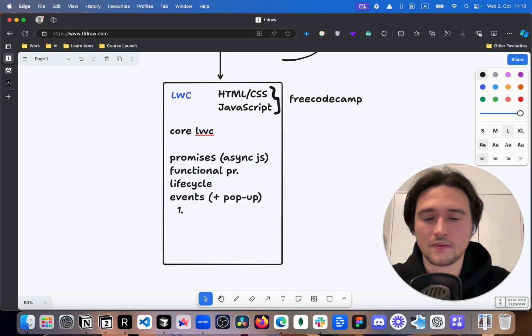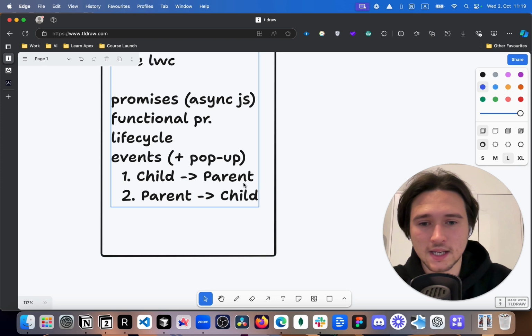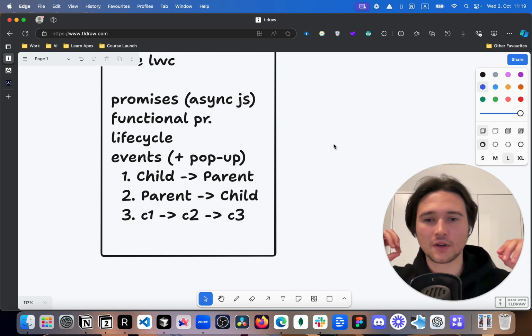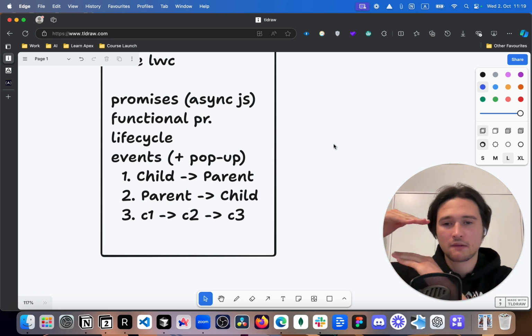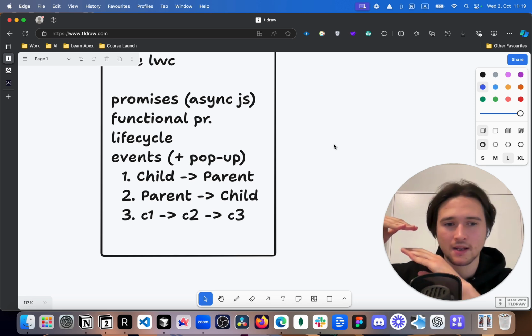You have a couple of things there, right? You have child to parent, and another one is parent to child, right? You need to understand both of these, but then you also need to understand something like component 1 to component 2 to component 3. You need to understand how to combine not only one level of hierarchy between two different components, but how to combine multiple hierarchies.